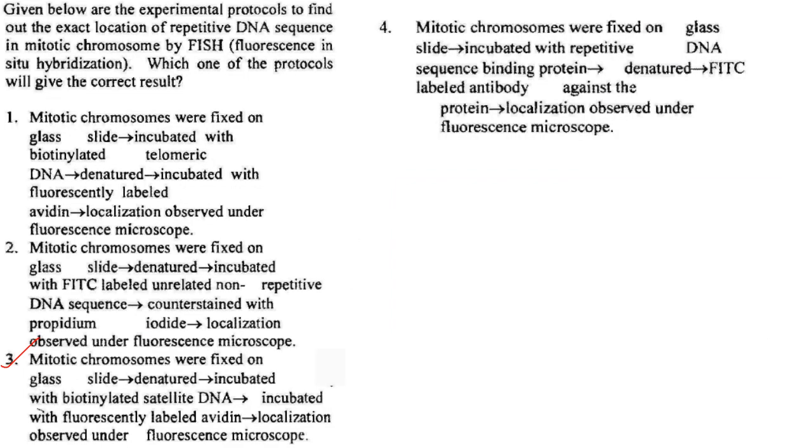Then next one. Given below are the experimental protocols to find out the exact location of a repetitive DNA sequence in mitotic chromosome by FISH, fluorescence in situ hybridization. Which one of the protocols will give the correct result? So this is just a sequence. They have asked for the protocol and the answer is option 3, that is mitotic chromosomes were fixed on the glass slide, then they were denatured, incubated with biotinylated satellite DNA, incubated with fluorescently labeled avidin, localization observed under fluorescent microscope. So answer is option 3.